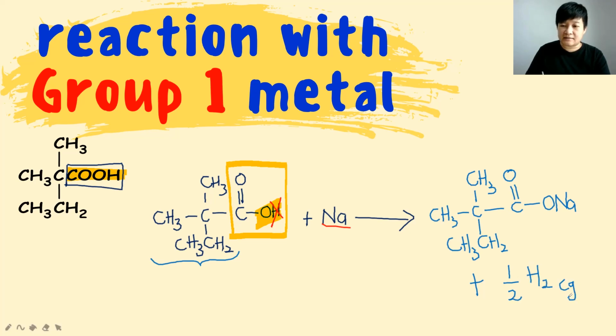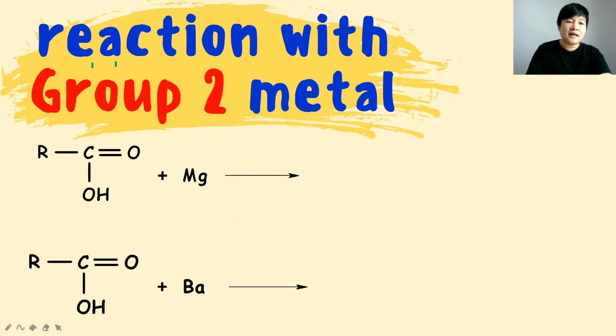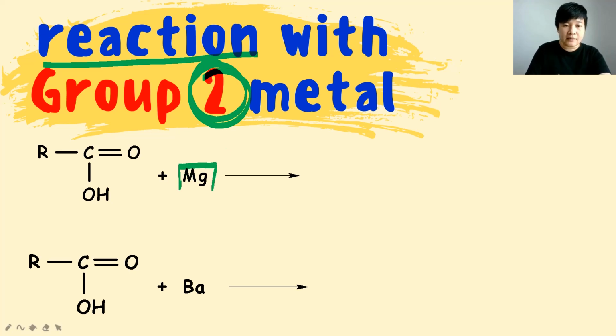And that is the complete chemical equation when you have your carboxylic acid react with your group 1 metal over here. Simple, alright? So we only focus on the hydrogen that is attached to the OH. Next, let's look at the reaction of your carboxylic acid with your group 2 metal. The examples of group 2 metal that we have are magnesium and barium over here.